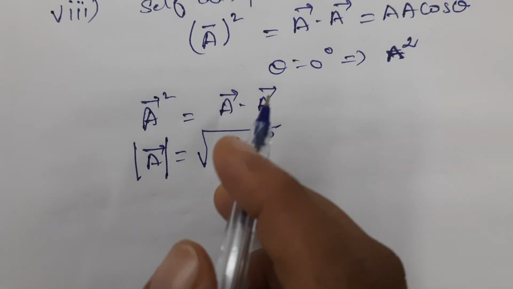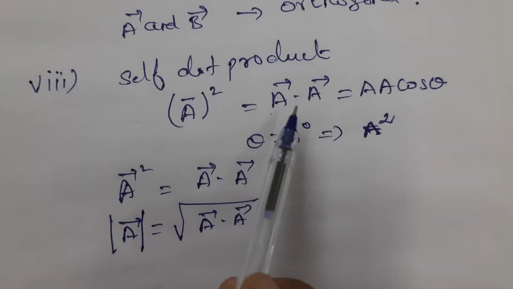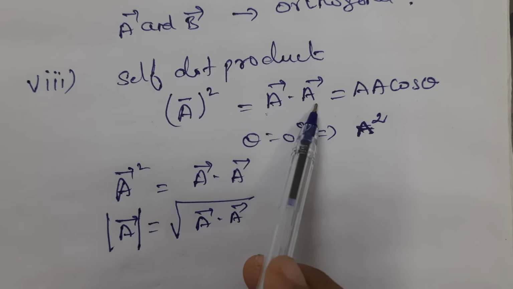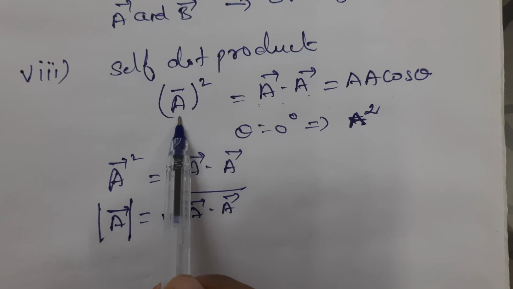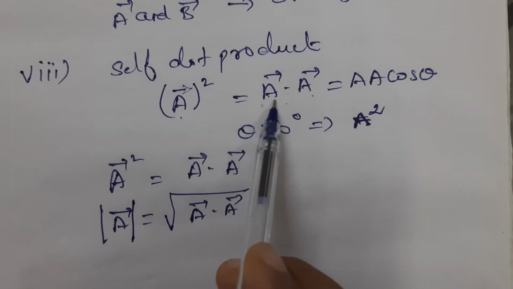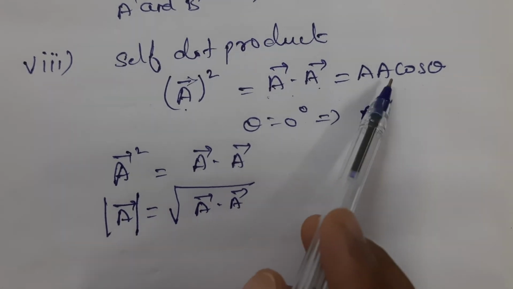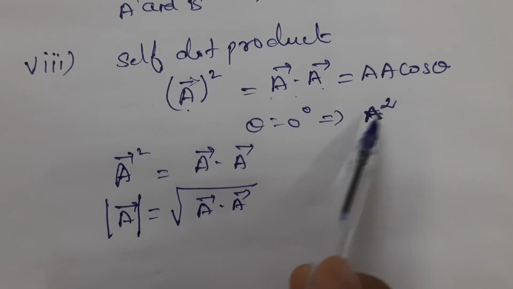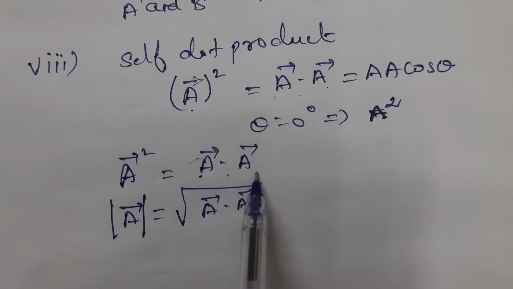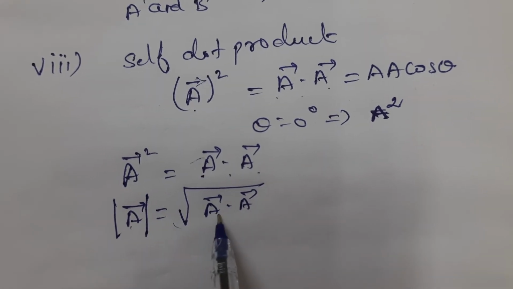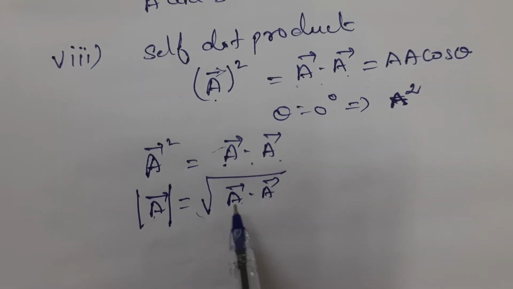So what is the 8th point? Self dot product. The scalar product of a vector with itself is termed as self dot product. It is given by A vector square. That is A dot A equal to AA cos theta. Here the angle between A and A is 0 degree. So AA cos 0, that means cos 0 is 1. So A square. The magnitude A square is A dot A. So what is A? Square root of A dot A. The magnitude or norm of the vector can be written as square root of A dot A.